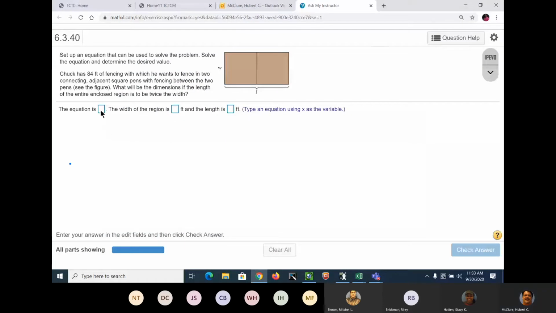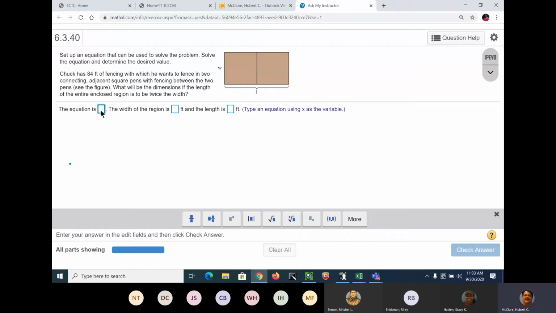So the equation is 7x is equal to 84. I don't know if they want me to combine. They may want the x plus 2x plus x. I'm not going to do all that. The width of the region is 24, and the length is 24. And you should feel good about yourself.